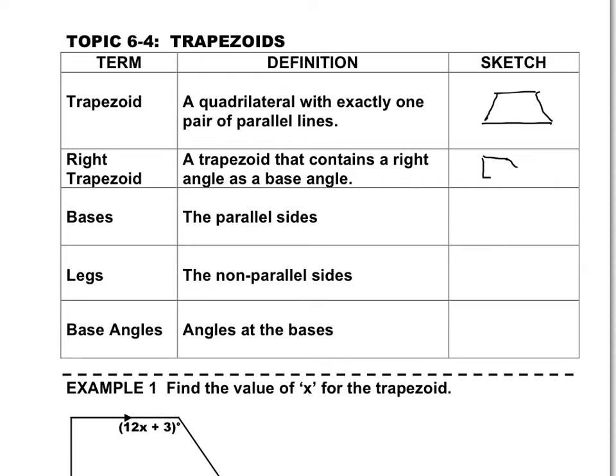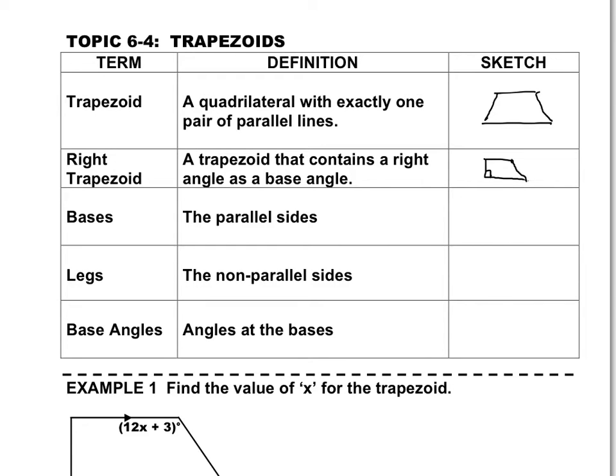Let me try that one more time. Okay, right angle. This side comes up and then it meets. That's pretty close. So you've got a right trapezoid. Kind of looks like a van or something. All right, now the bases.